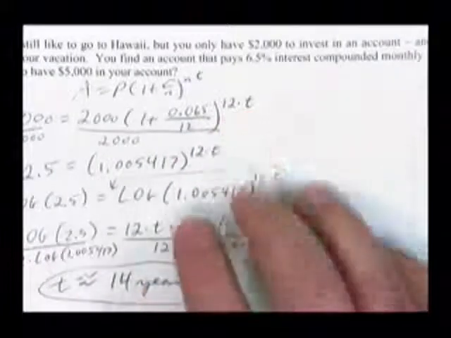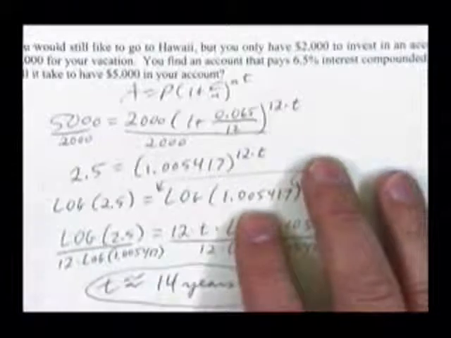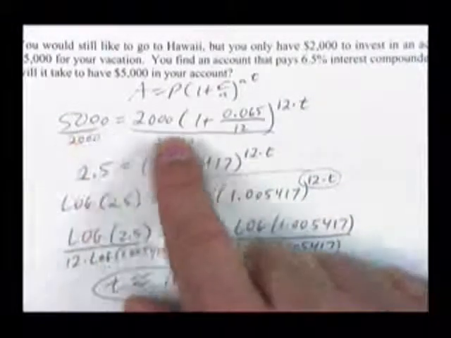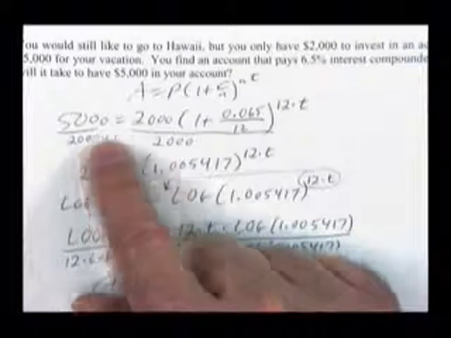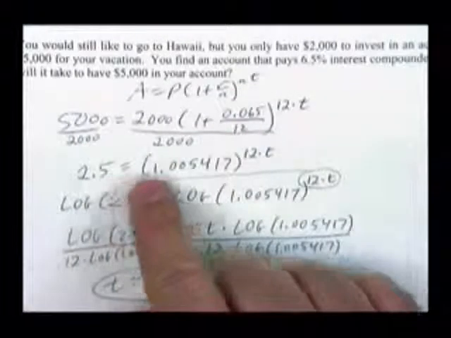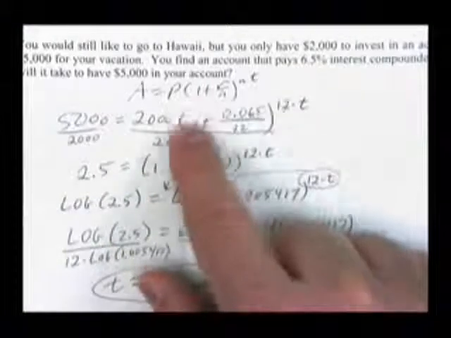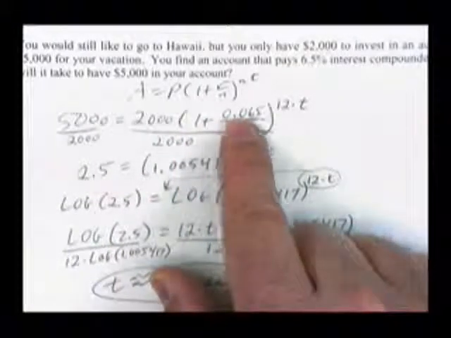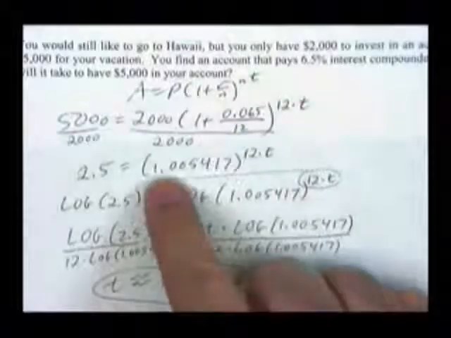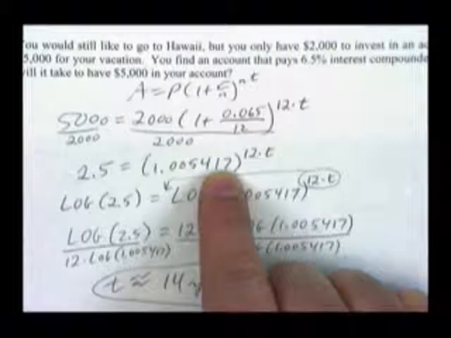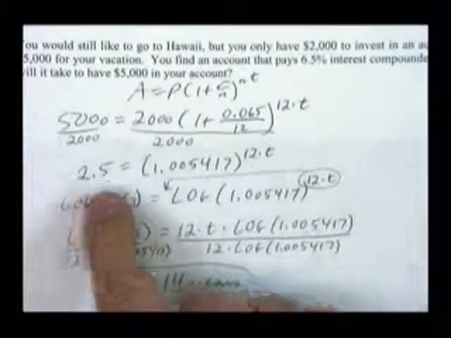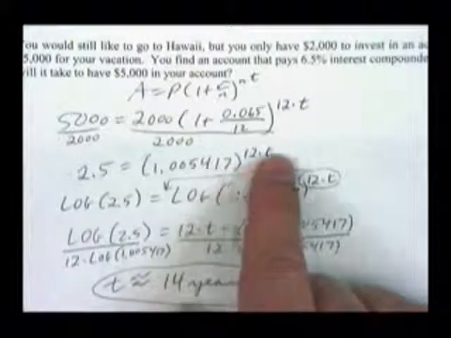And what we don't know is the time. Alright, we're trying to find out how long it's going to take for this to compound up to that value. So we started out by dividing both sides by 2,000 so we could isolate the exponential. That gave us 2.5 equals, and then what I did was I took the inside here, 1 plus 0.065 divided by 12, and I put that all in the calculator just to determine what that was, and I rounded that off. So I got 1.005417.